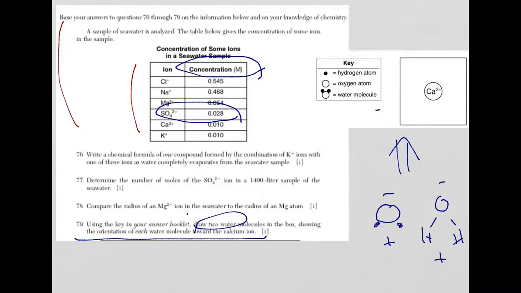So we have to use the key now. What do we want to do? We want to make sure that the negative end of the water molecule is by the positive calcium ion. So that's all it is, drawing two water molecules. Make sure that we're showing this is a lousy water molecule here. Hold on, let's try it again. Both are near the positive ion. And that's the answer to 79.